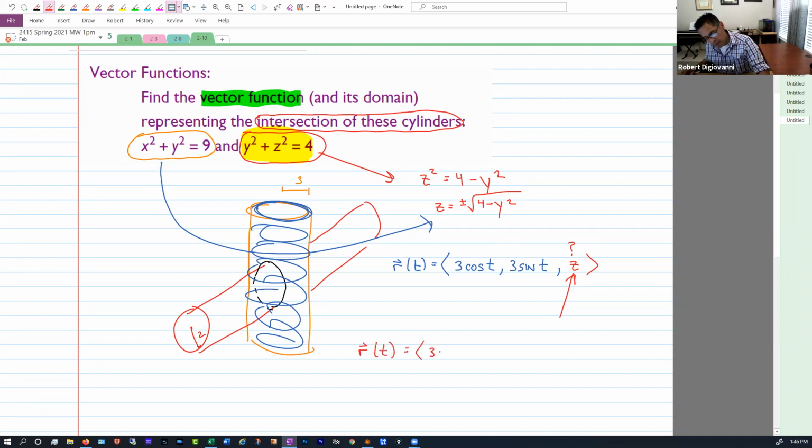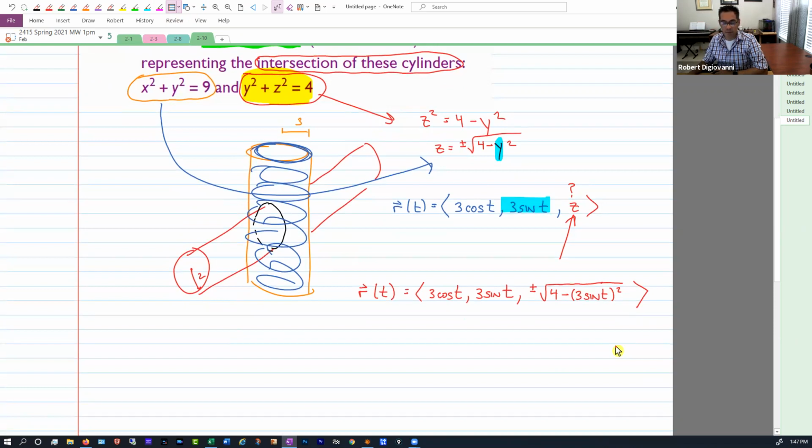Daniel said, I'm going to do 3 cosine T. That's going to draw me part of the circle. 3 sine T is going to draw me the other one. And then the z we got from this equation, I'm going to put plus or minus, but I'll fix that in a second. And then 4 minus y squared, but y is this, 3 sine t. So this should be 4 minus (3 sine t) squared. There. That's it. This is the vector function.